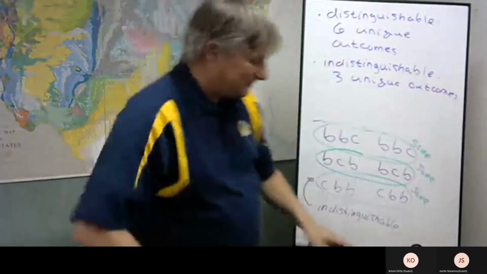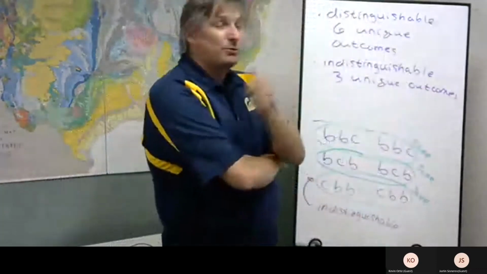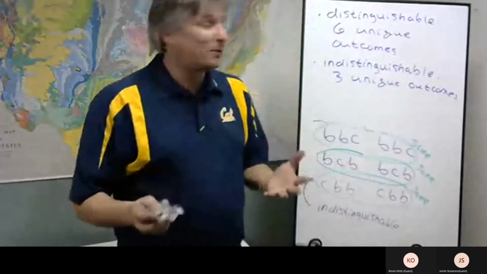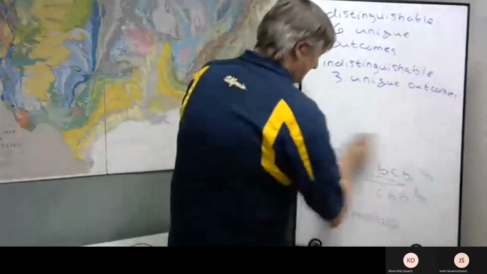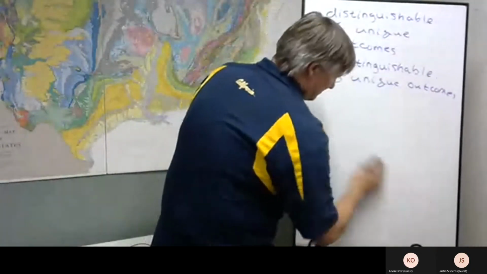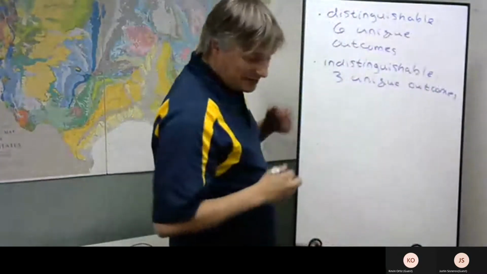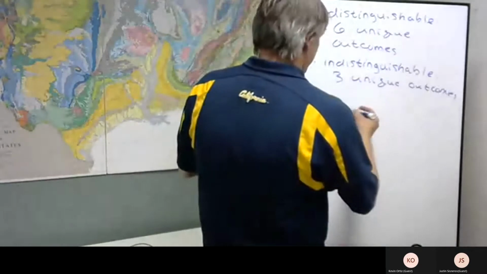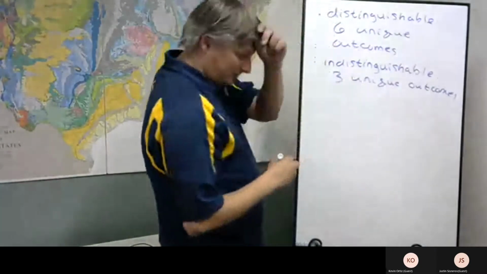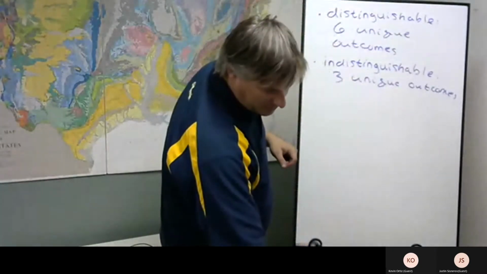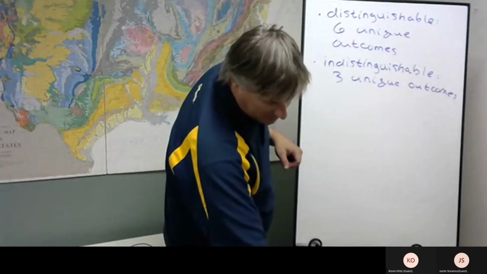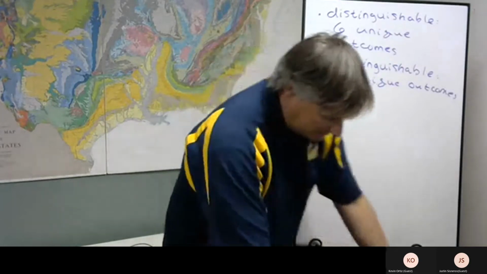So the question is, how do we count these indistinguishable outcomes? And so I'm going to give you a formula that lets you do this. The formula is going to be this. It's kind of a complicated one. But we're going to take the number of objects, which was 3. Let me take a look at that.